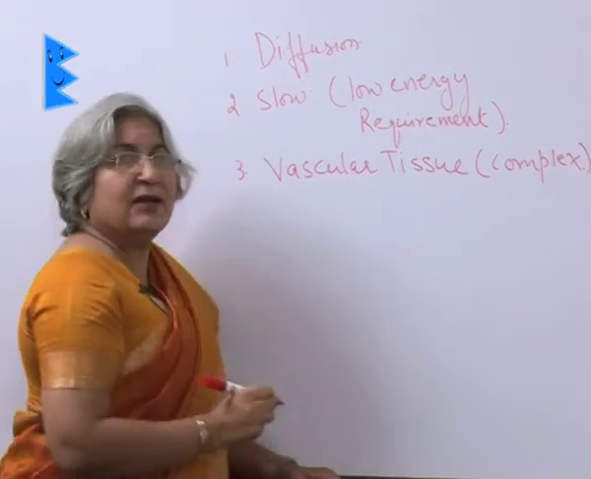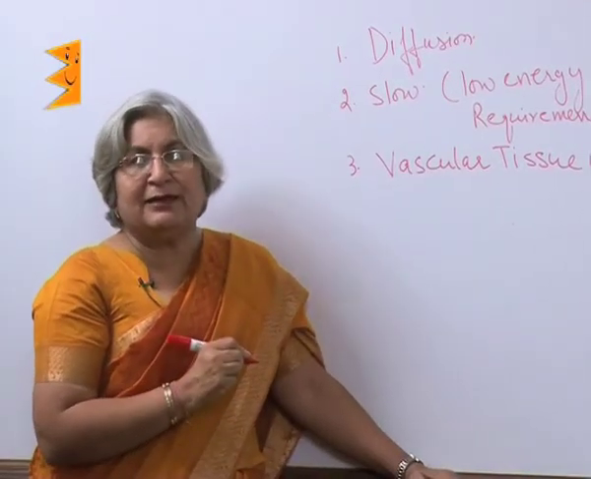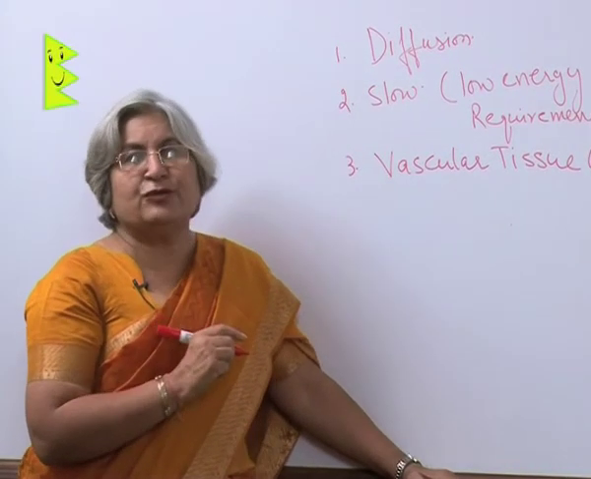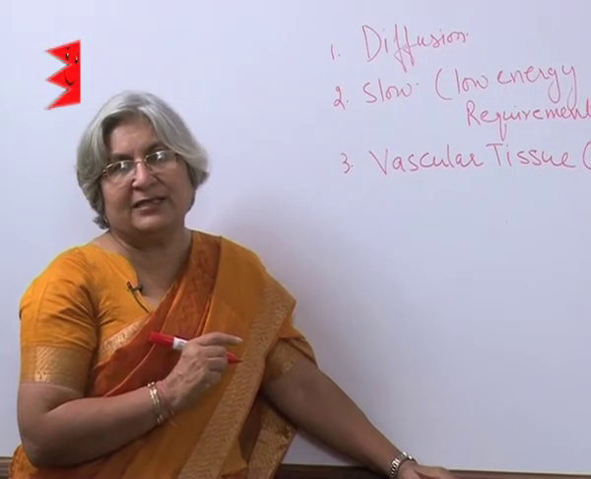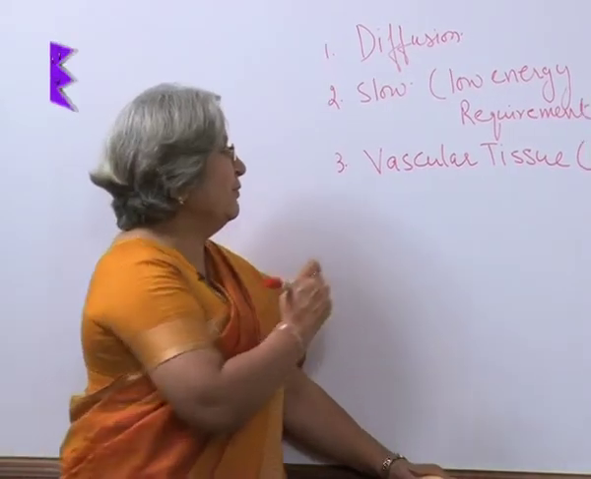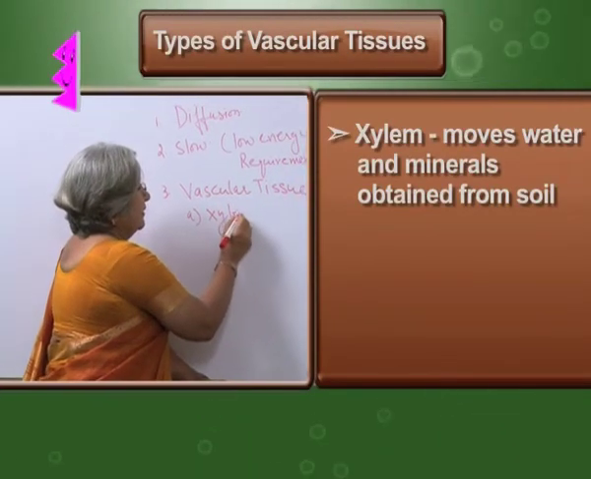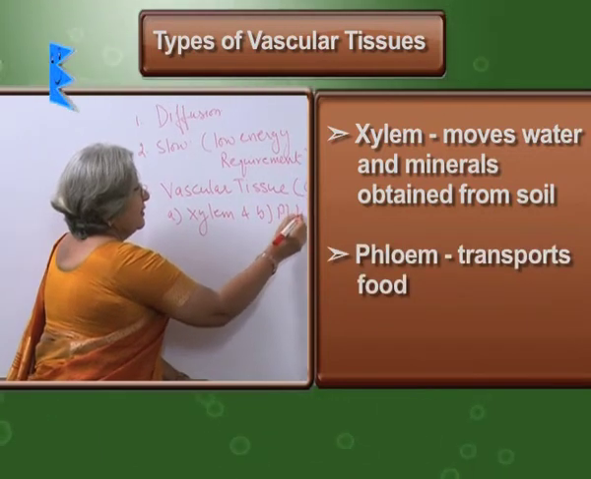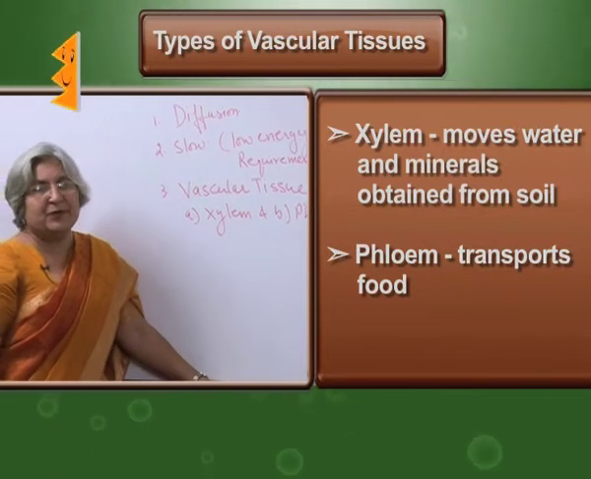Now, what does complex mean here? Otherwise, we were saying the simple tissue is very simple, but complex tissue means when a tissue is made up of more than one type of cells. So, vascular tissue, which is of two types, xylem and phloem, is made up of four types of cells.